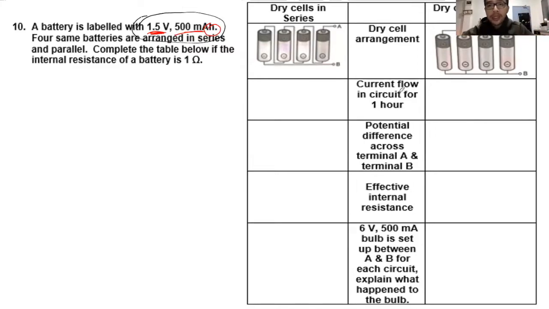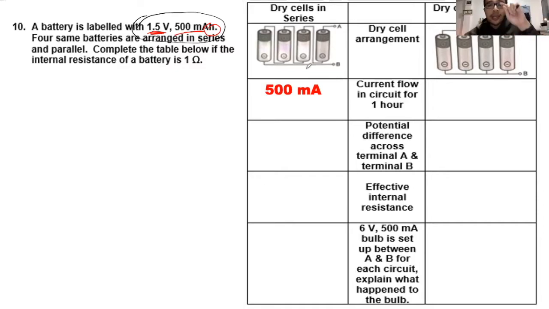And that's why in this table it says current flow in the circuit for 1 hour. In the series arrangement, we find that it really is 500 milliamps. Although there are 4 batteries arranged in series, and it is true the potential difference is big, the current that comes out after the four batteries is still the same, 500 milliamps, because there's only one outlet, only one way out.